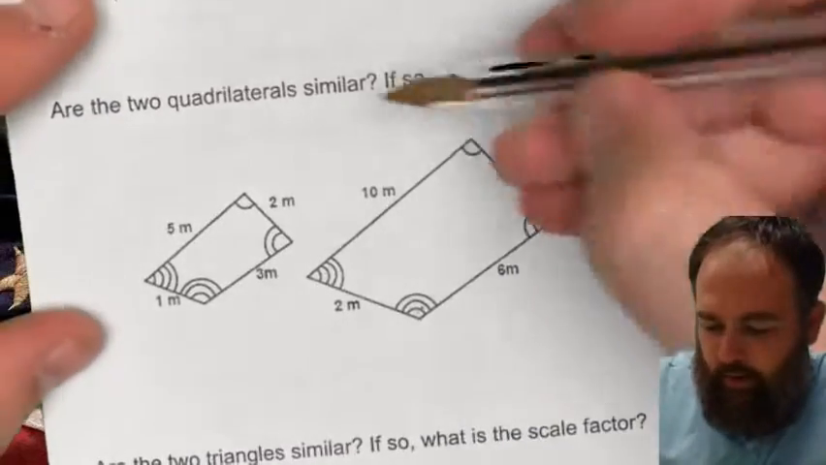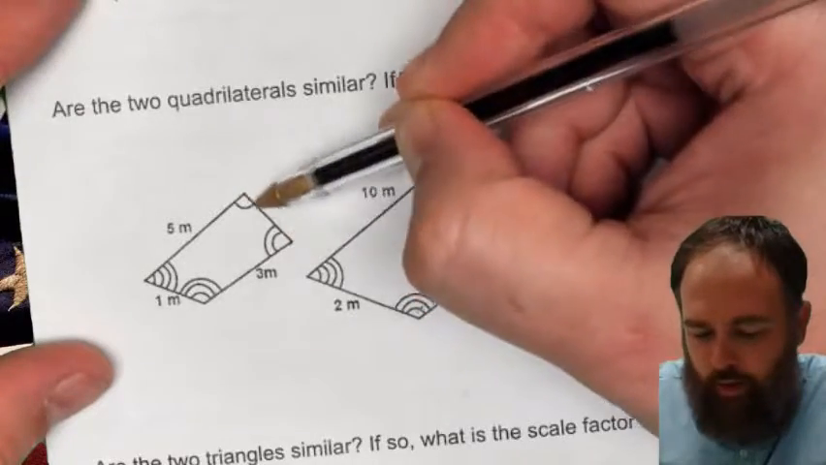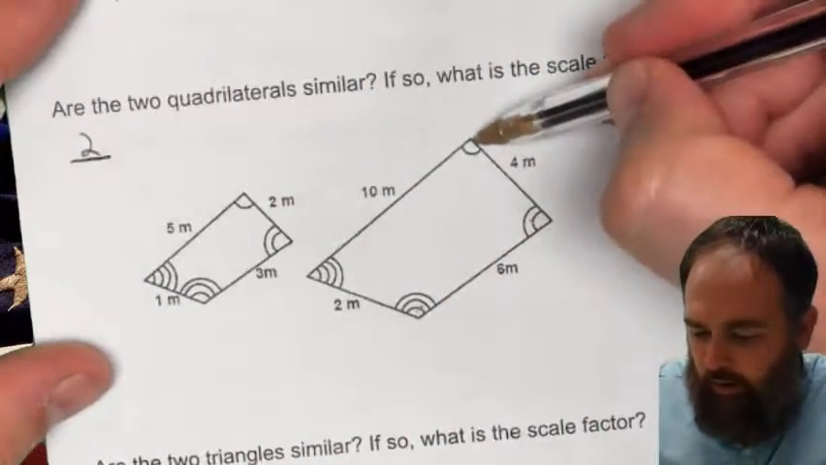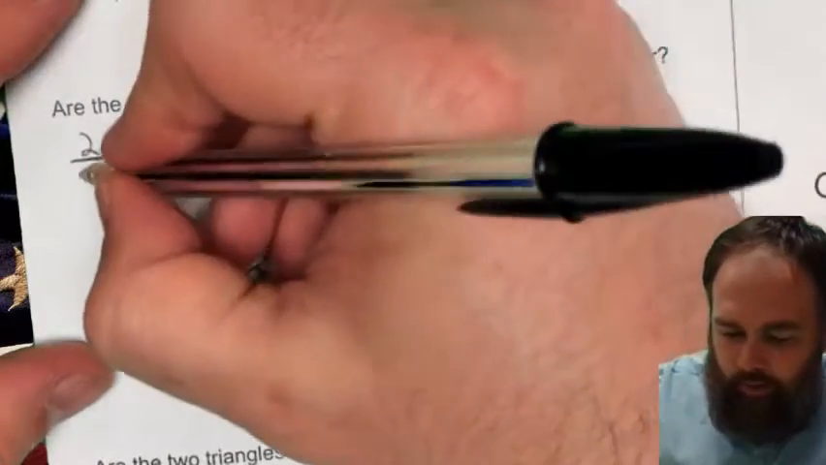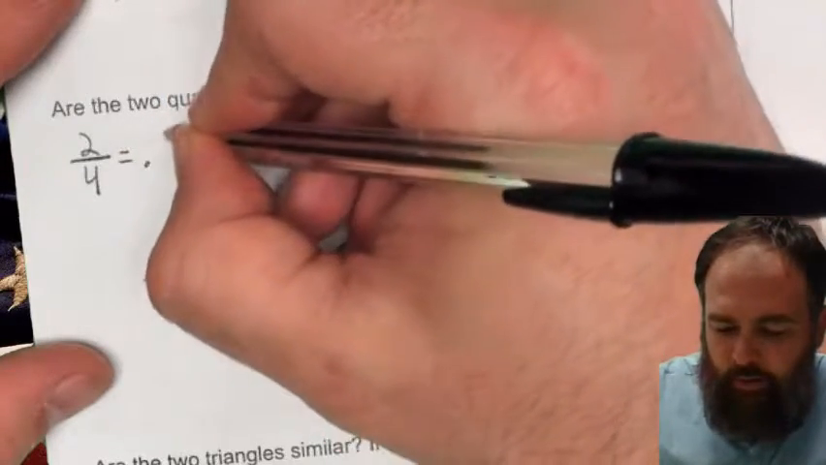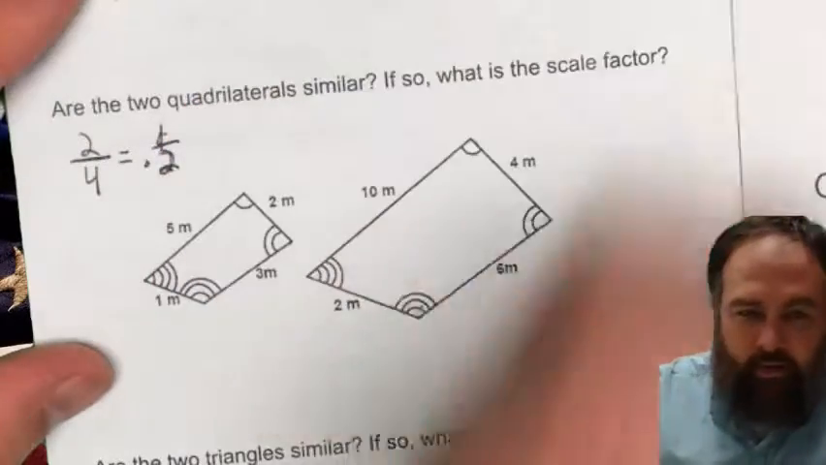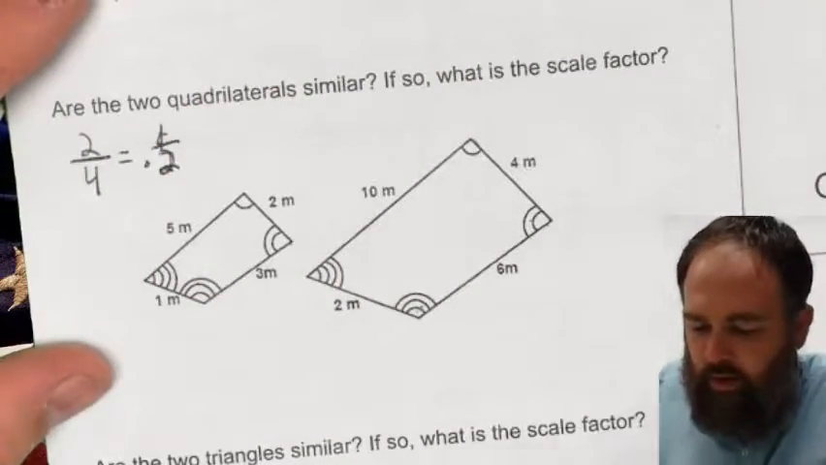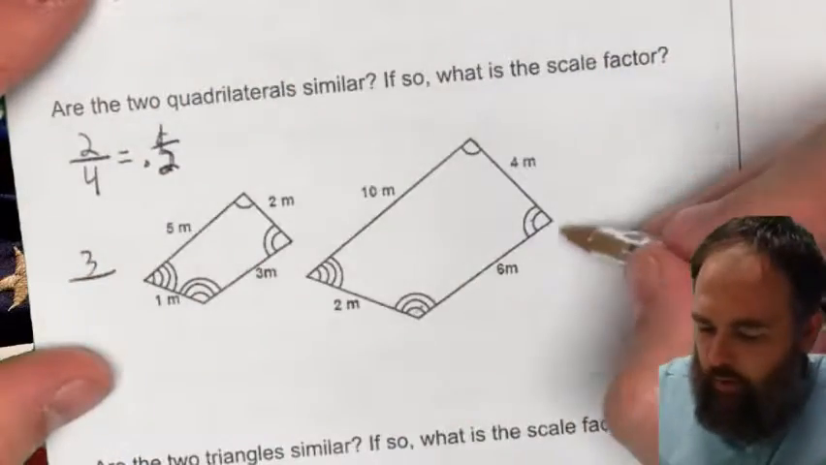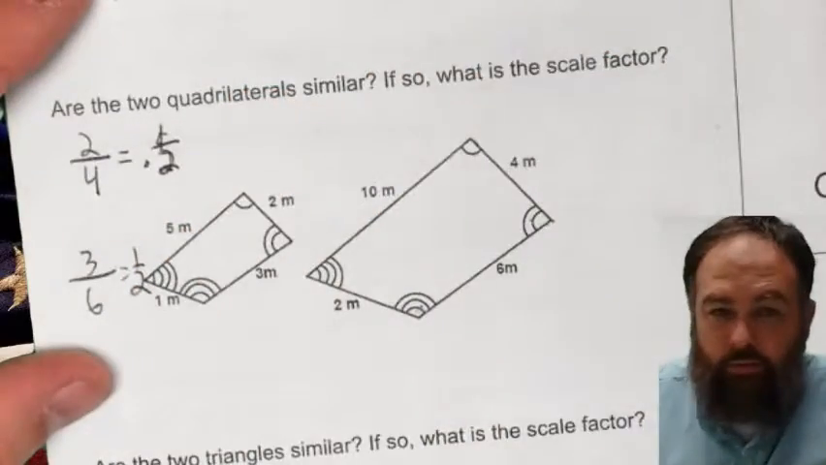So here's how that looks. Let's start with the 1 and 2 marked angles. That's going to be 2 over, on this side, the 1 to 2 marked angle is 4. That's going to reduce down to 1/2 or 0.5. Now let's check the next one. From 2 to 3 is 3 over, on this one it is 6. That reduces down to 1/2.